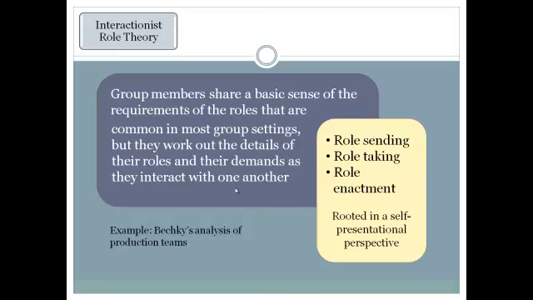With role taking, you might be trying to at least temporarily take the perspective of other group members, to see what they might be experiencing, taking their point of view. With role enactment, you are acting out the role. You're engaging in those behaviors, acting it out. But you're doing it from the self-presentational point of view. You are presenting yourself in a particular way that you want others to recognize. So I'm presenting a picture of myself to others that I want them to recognize.